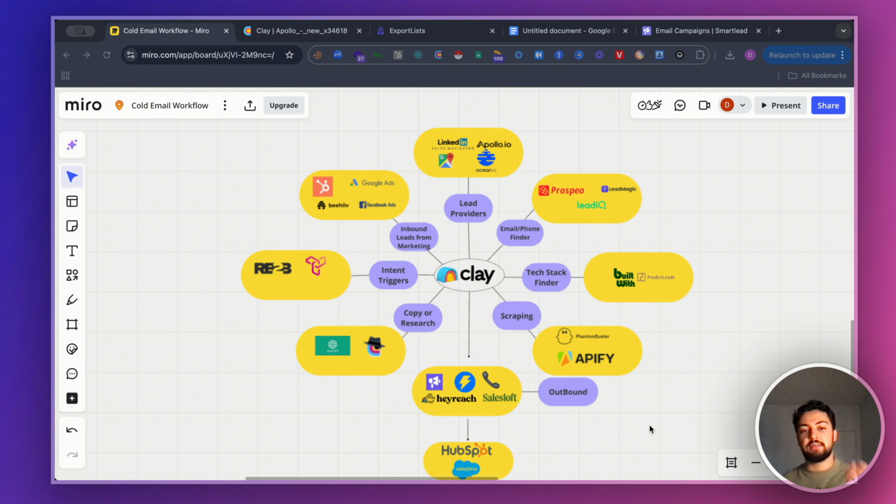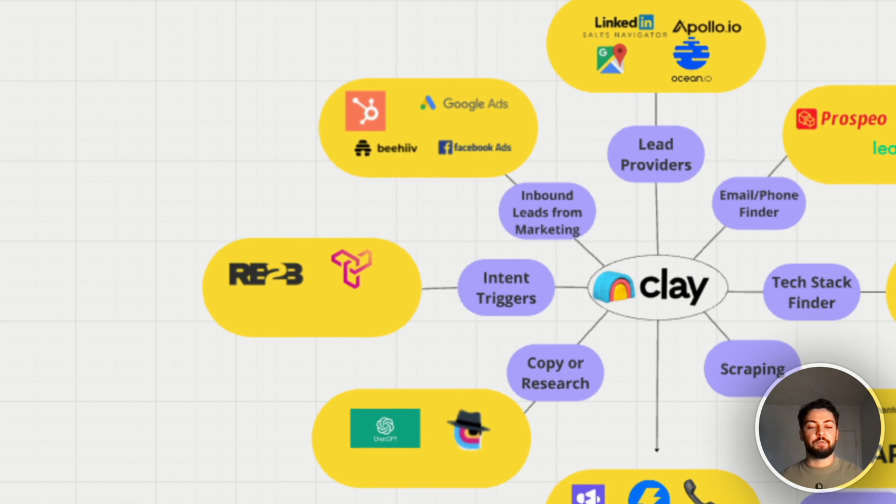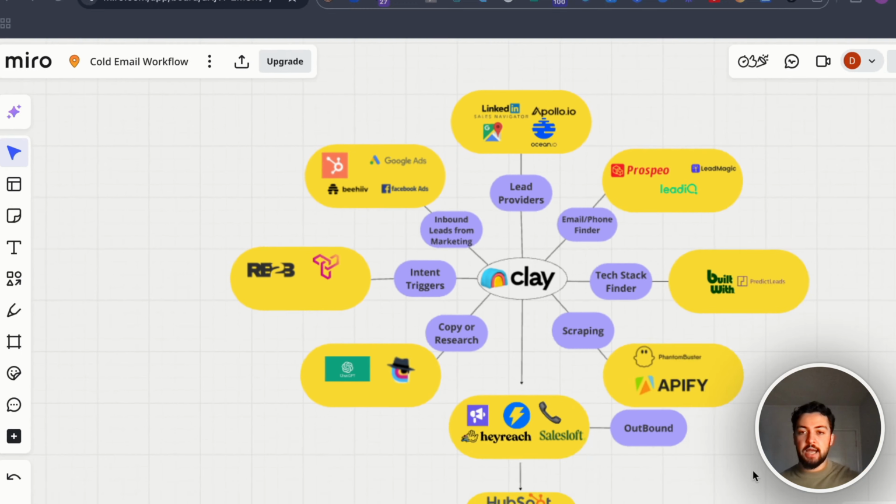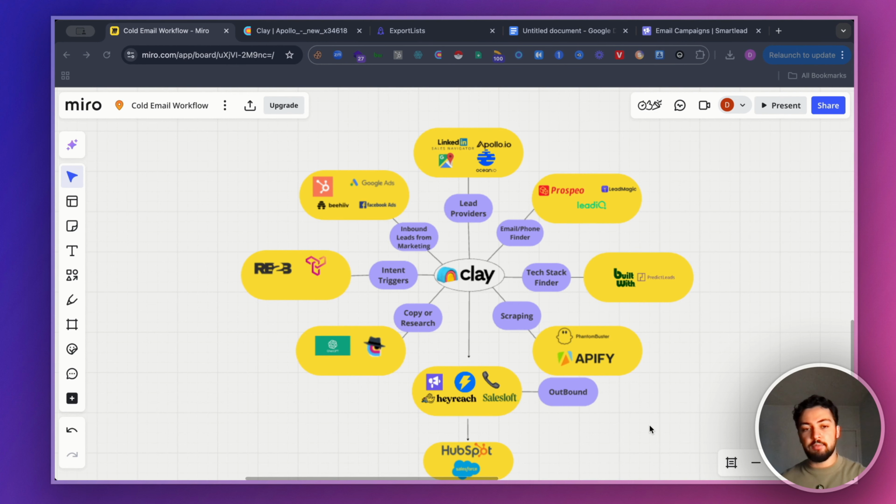You can also use intent triggers right out of Clay. For example, if you have RB2B installed, anyone that visits your website will automatically go into a Clay table that you can enrich, find more information about, and then shoot off to your email sequencing tools. If you want to track LinkedIn engagement, you can use Triggerify to do that. Then there are more top-of-the-funnel things such as Google Ads and Facebook Ads, where you can pull that info into Clay, enrich it, and then do your outbound.